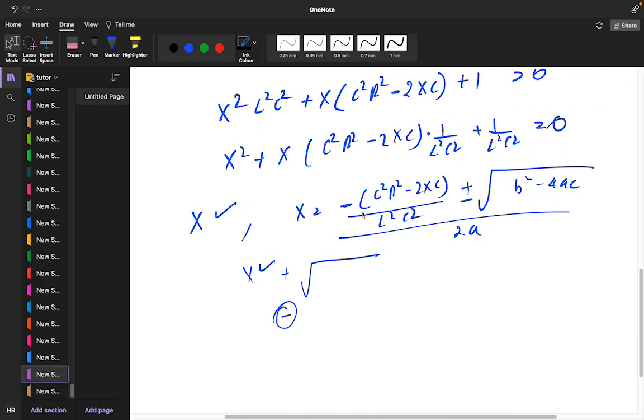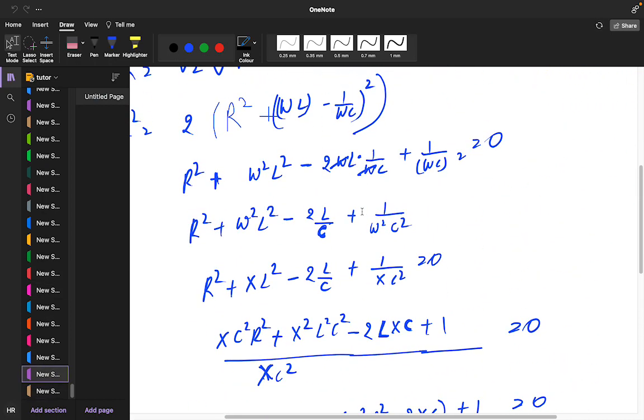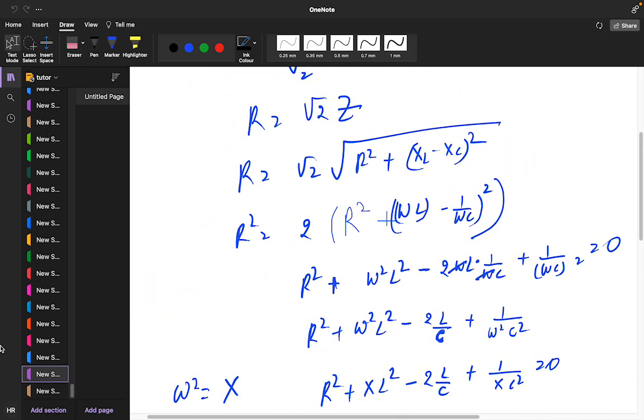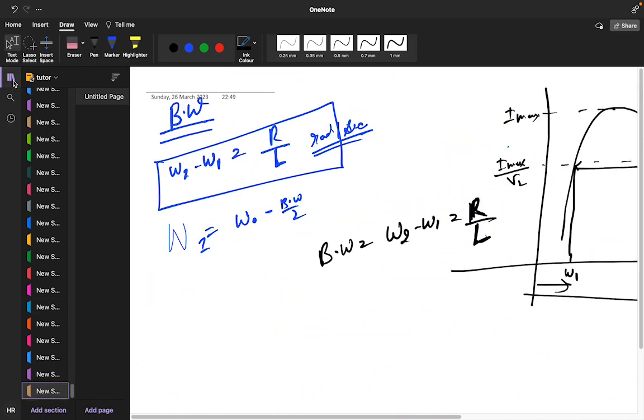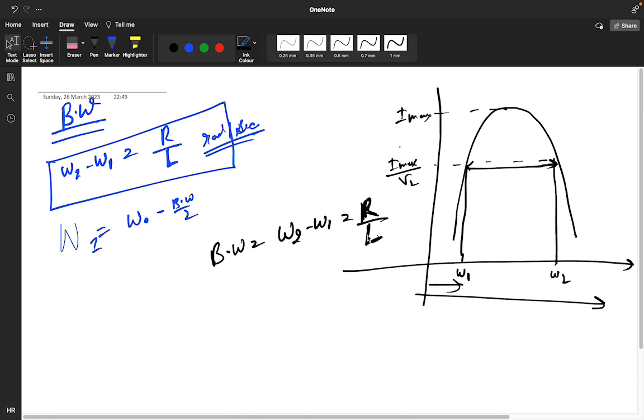If you solve this now, it will be a very huge equation. So no need to go for these derivations. You just directly write bandwidth is R by L. This is my bandwidth, meaning the distance between these two points. And R by L will give you radian, not hertz. Always remember. So this is my bandwidth.